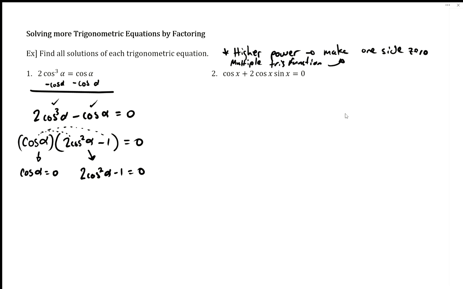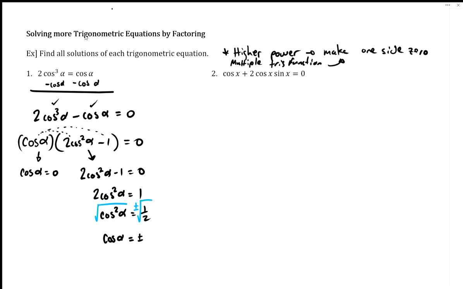The first step is to add 1, so we have 2 cosine squared alpha equals 1. Then we divide by 2, so cosine squared alpha equals 1 over 2. Now I have a square that I need to get rid of, so we would square root. Remember, if you square root, you always include plus or minus. The square root cancels the square, so I have cosine of alpha equals plus or minus the square root of 1/2.